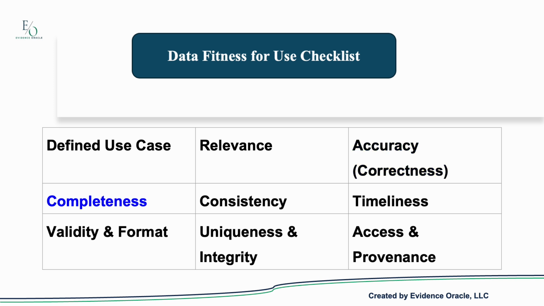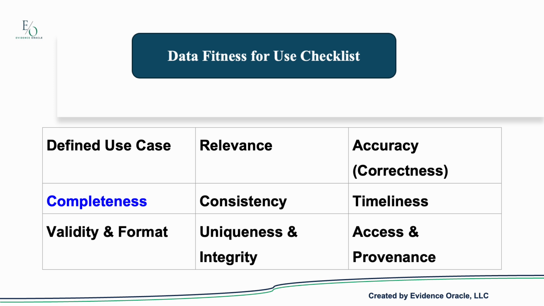Completeness. Completeness asks, do we have all the data that we need? Missing values can bias results or exclude important groups. When you look at missingness, you look first of all at the level of missingness. So did the survey response only hit 30%? So 70% of the people that were surveyed did not respond? That's a problem.